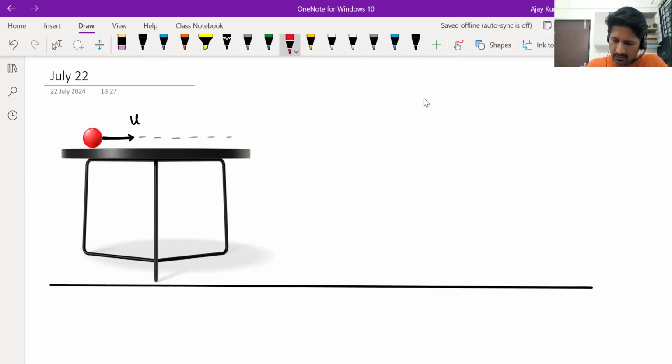If we ignore friction, will anything happen to its velocity, or will it move along the table with constant velocity? Yes, sir. It would move with constant velocity if there is no friction. We ignore friction, air resistance, so it will move with constant velocity.